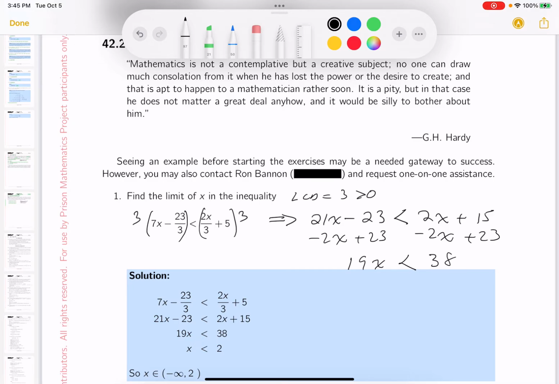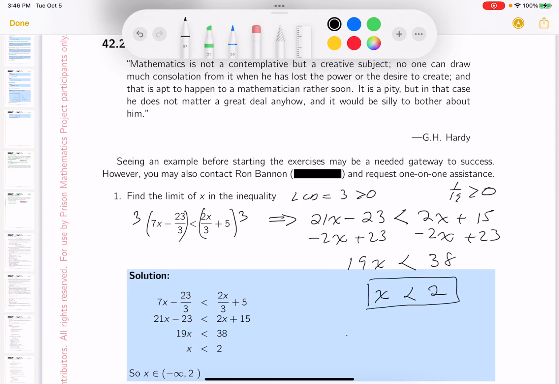Now I'm going to multiply both sides by 1/19. I want to point out that 1/19 is a positive number. So if you multiply both sides by 1/19, it has no effect on the inequality. And what are you going to get here? x, and 1/19 times 38 is going to be 2. So what do I know? I know that x is less than 2.